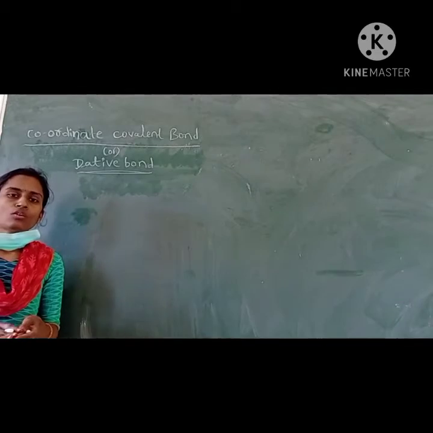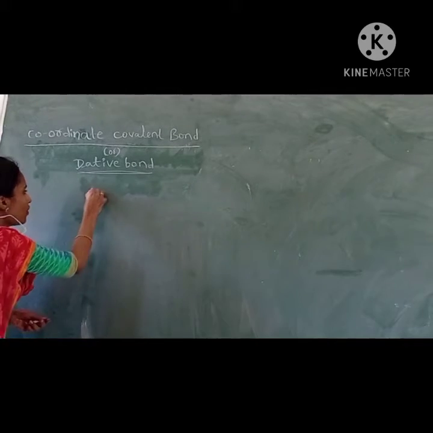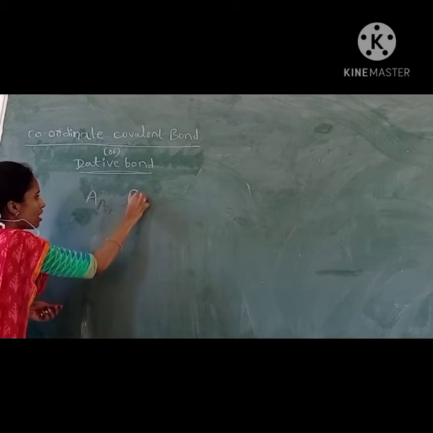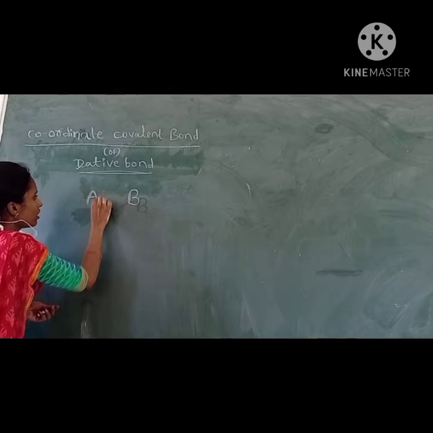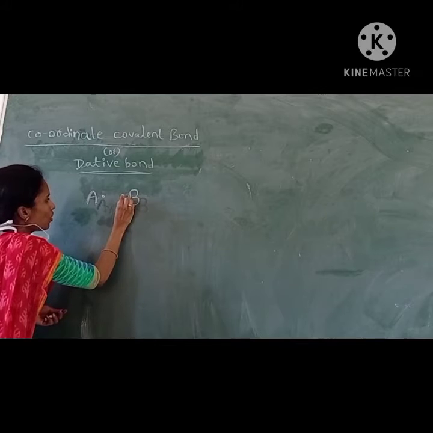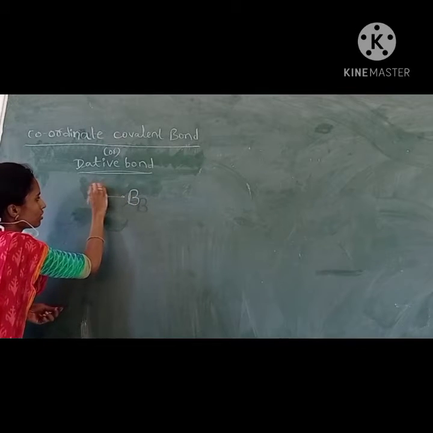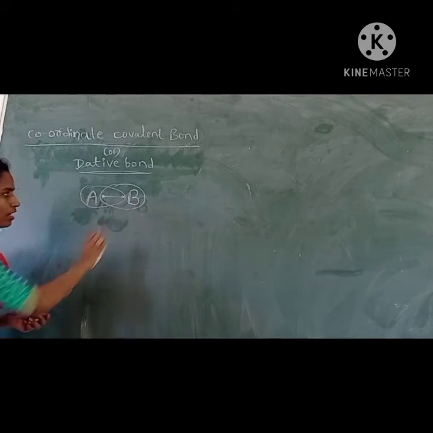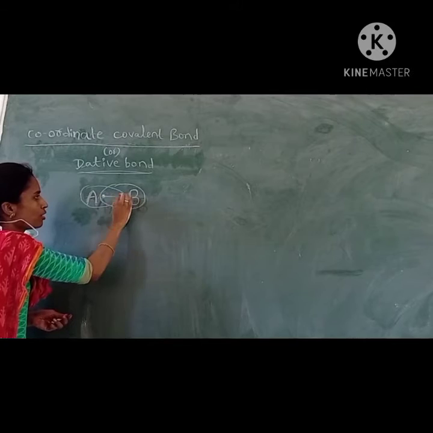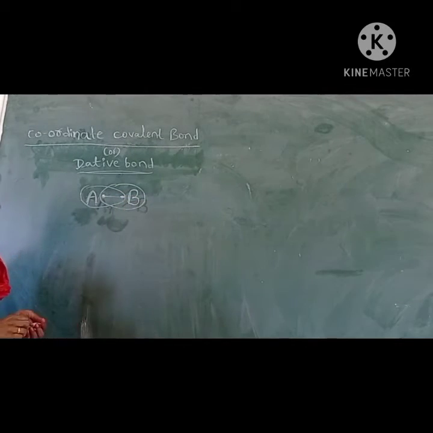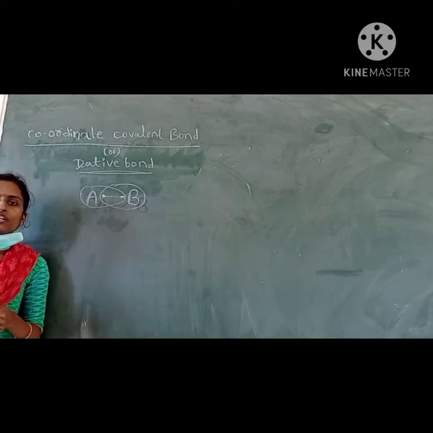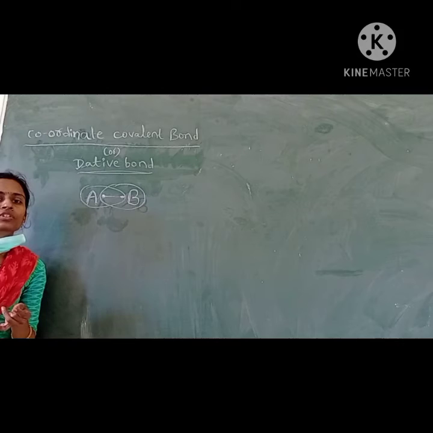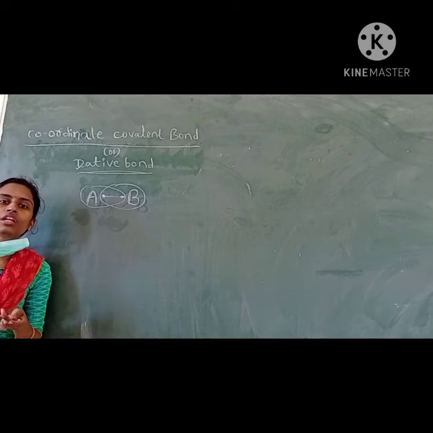In covalent bond there is a sharing of electron pairs. Suppose A and B are two atoms. Here they share these two electrons, which means one electron is contributed by one atom and the other electron is contributed by the next atom. But in coordinate covalent bond, the electron pair contribution is from one atom. One atom donates the electron pair and one atom accepts the electron pair.